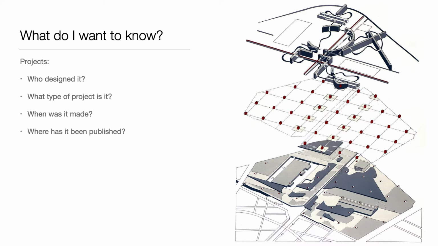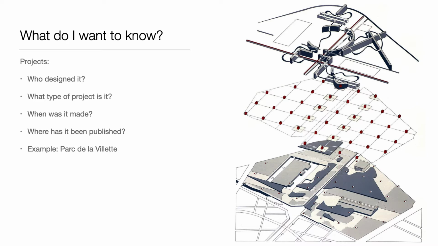Obviously, if it hasn't been built, you can't find a geographic location for it, but the way the world will know about projects that were not realized typically is that they have been published in some kind of magazine or in another form.